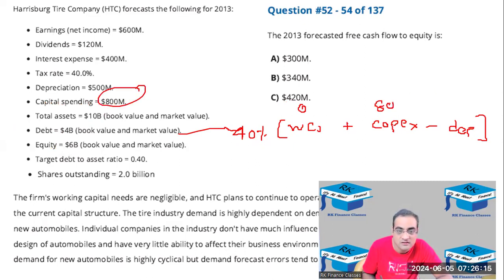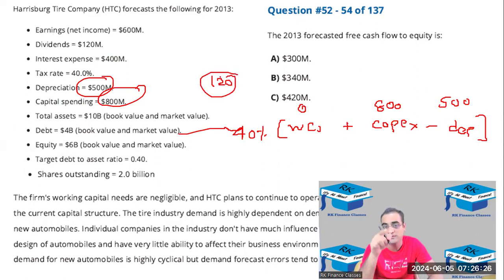800, and minus depreciation is what? 500. So that will be 800 minus 500, 300 plus 0, 300 into 40%, 120 would be taken as a loan. If they mention 40% of working capital investment and net capex is being taken as a loan. If they simply mention 40% of working capital needs and the capex, not the net capex, is being funded as a loan, then it will be like this.